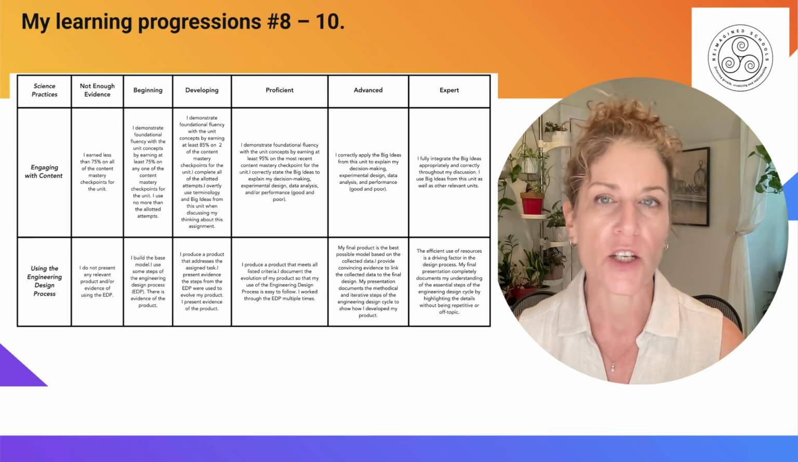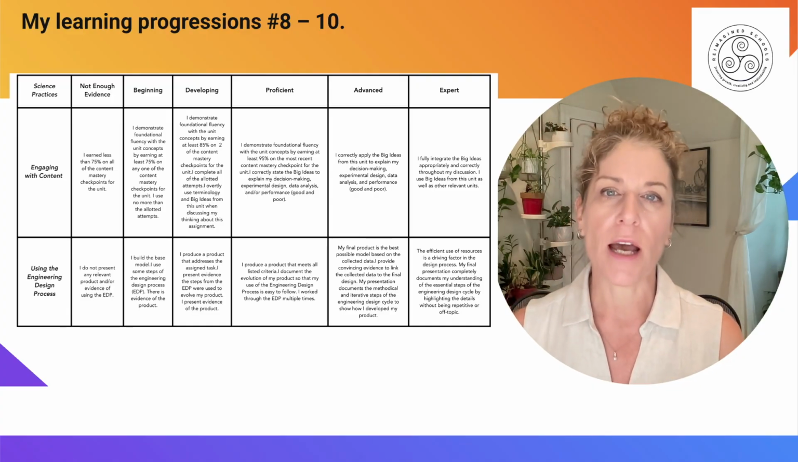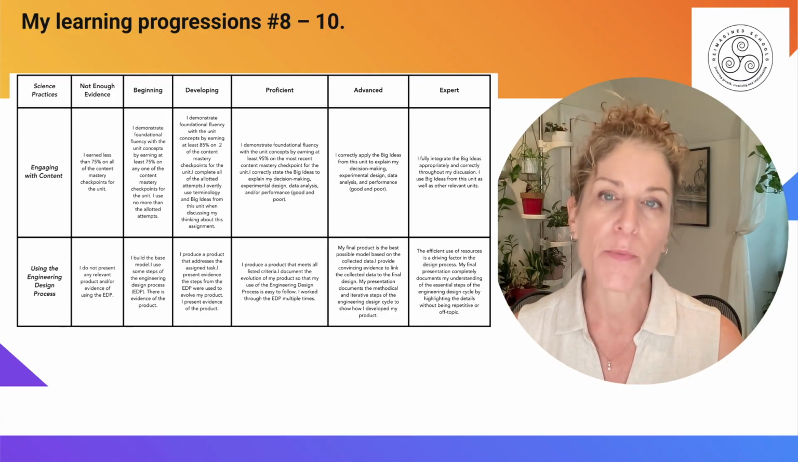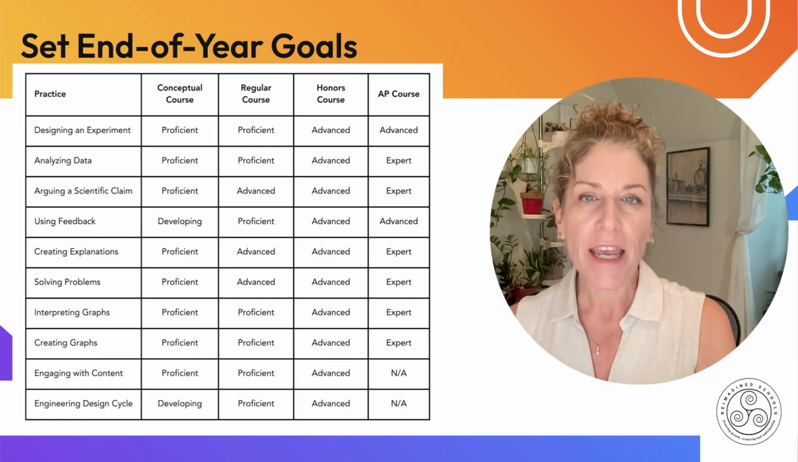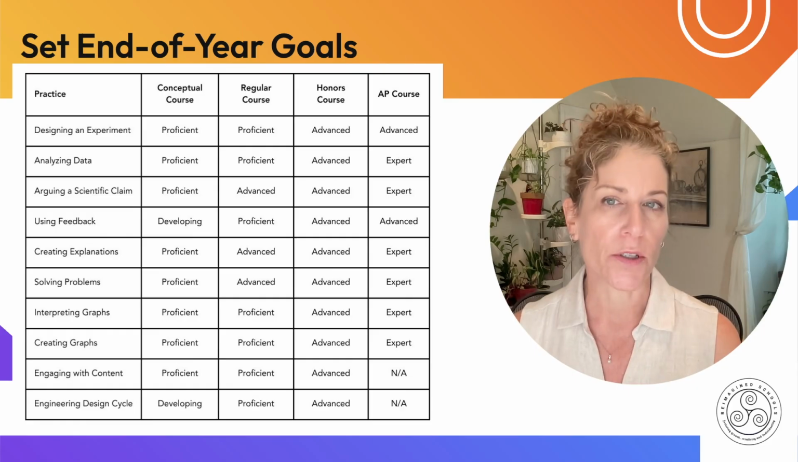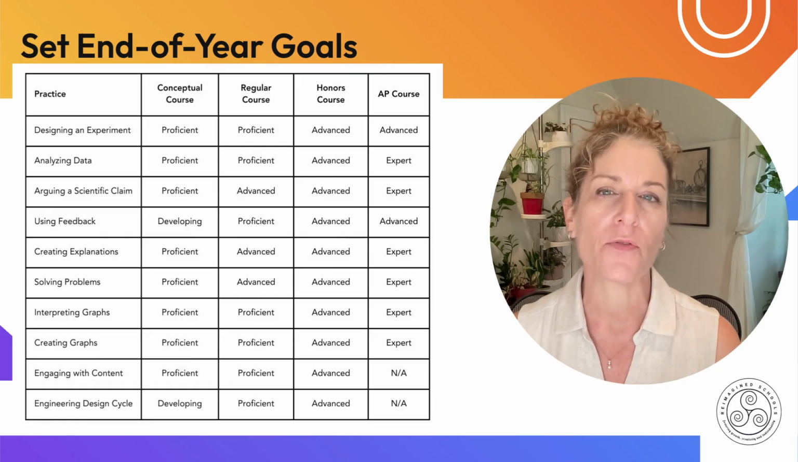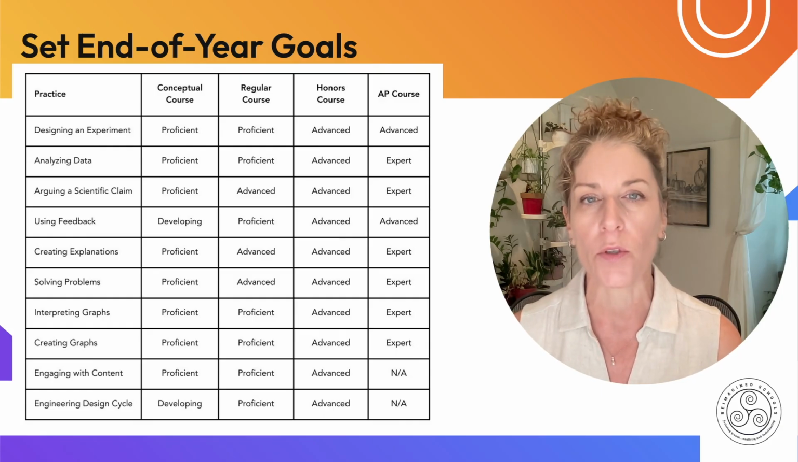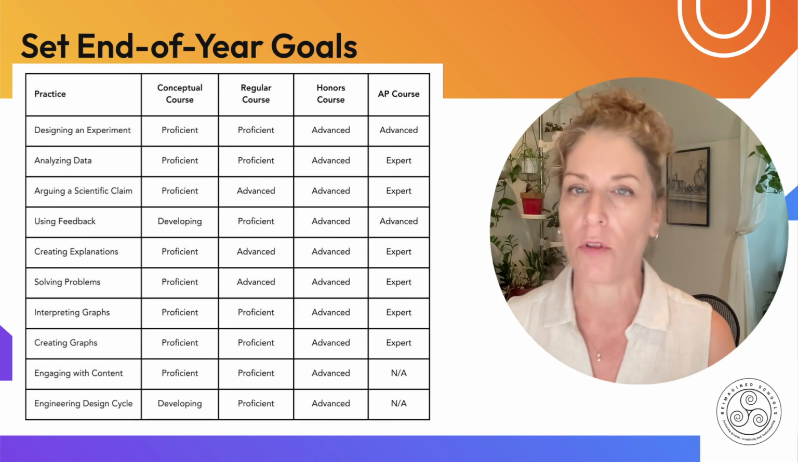These last two are tied to projects and communication. Overall, these learning progressions guide my feedback, my grading, and my planning. Using these learning progressions, I tailor the pacing depending on the course. At the start of the year, I determine what level students should be able to reach on each learning progression by the end of the course. This sets a clear target and helps students understand what growth looks like.